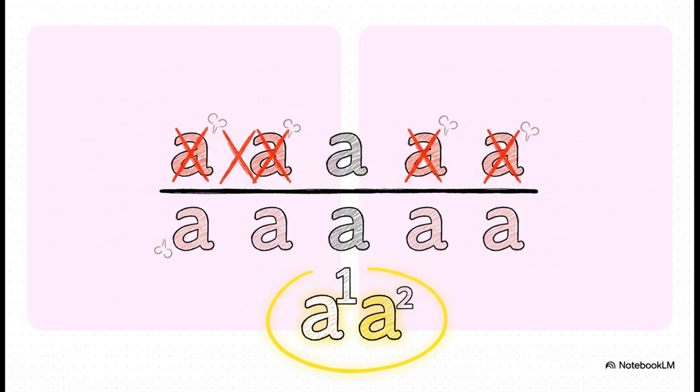The shortcut is still subtraction. You just do the bigger number minus the smaller one. 7 minus 5 is 2. But you have to remember to leave the answer where the bigger power was to begin with, on the bottom.